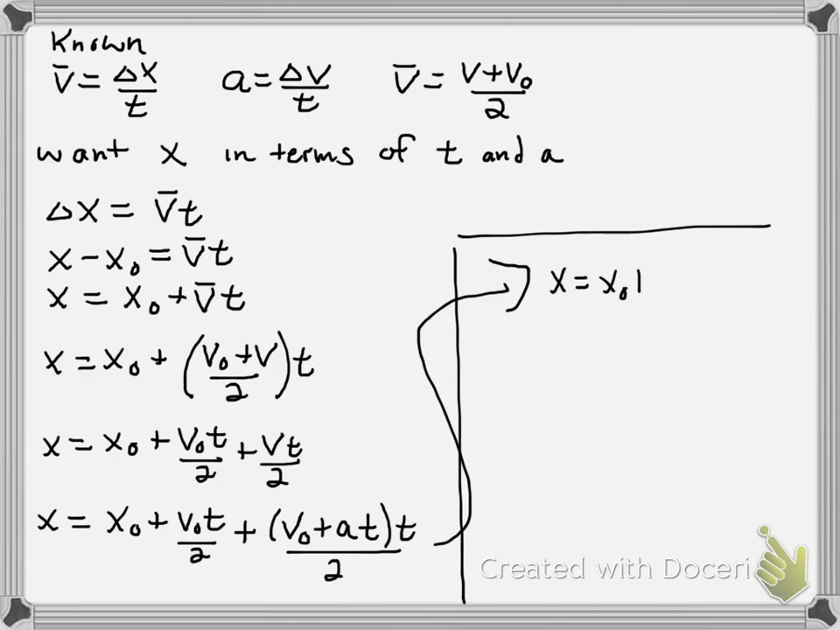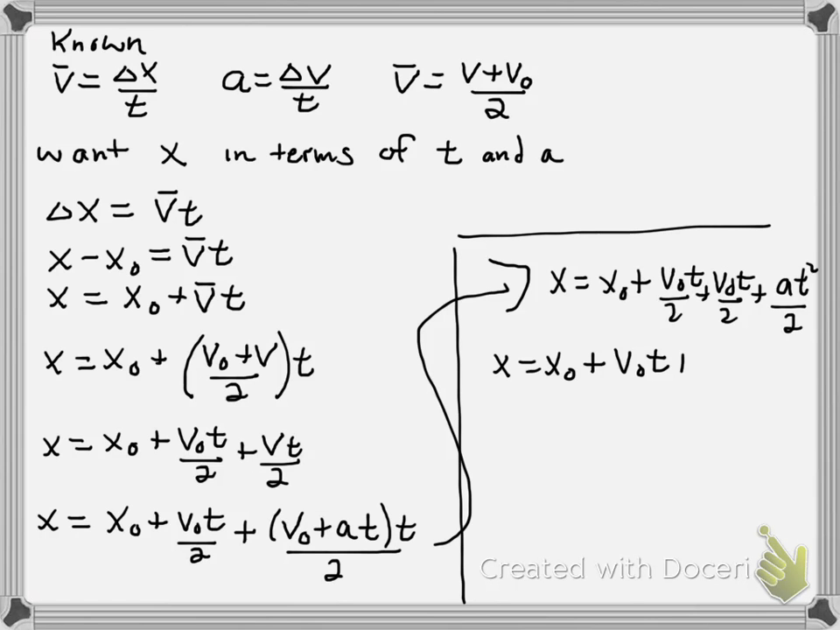So x equals x0 plus v0t over 2, plus another v0t over 2, and then plus at squared over 2. So half of v0t plus half of v0t equals a whole v0t. So x equals x0 plus v0t plus one half at squared.